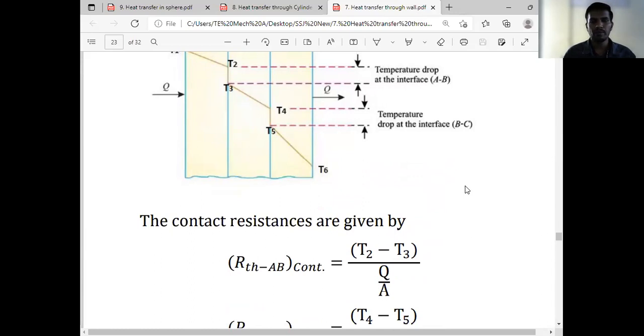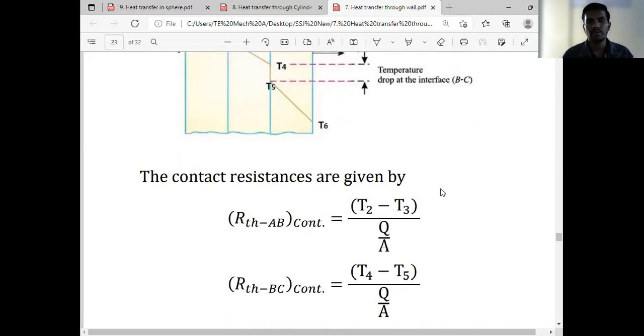Whatever the interface for the plates A and B is, write down the thermal contact resistance for interface AB. Thermal contact resistance for interface AB is equal to T2 minus T3 divided by Q by A.